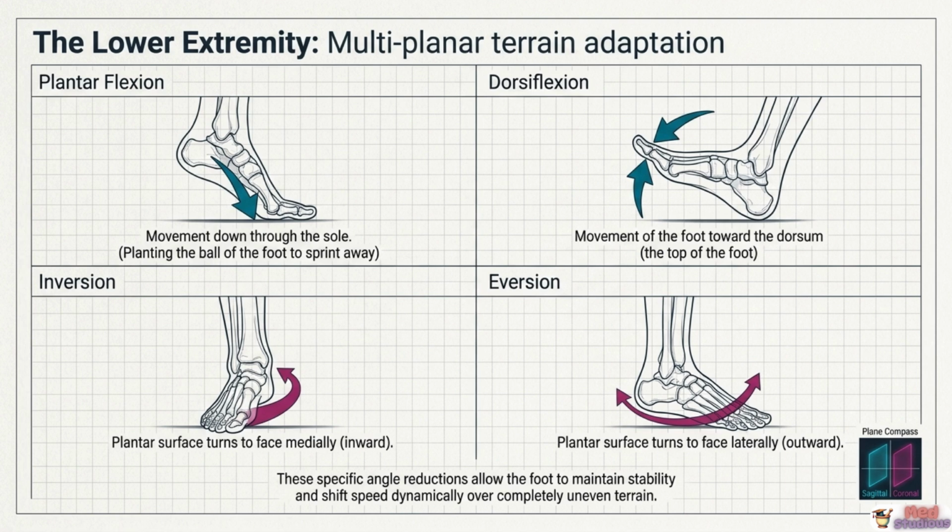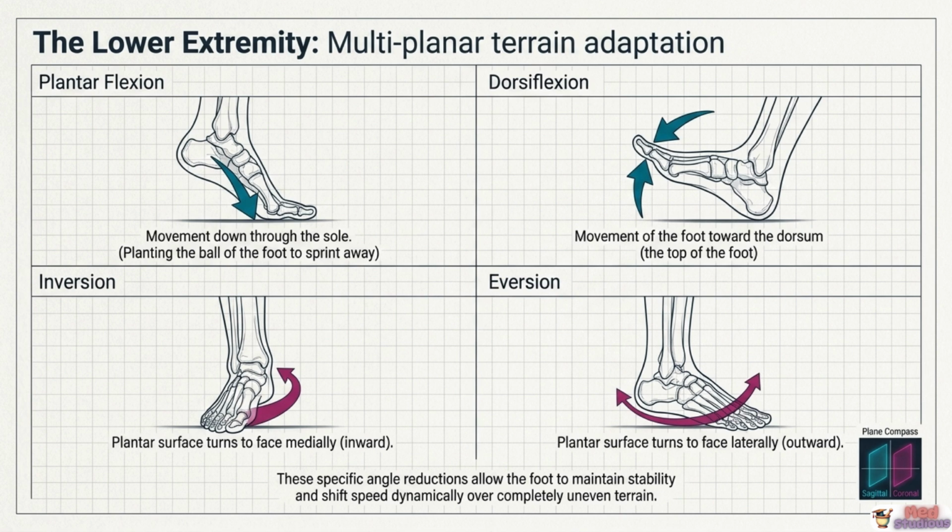The ankle and foot have a completely different mechanical priority from the hand. Where the hand is built for precision, the foot is built for power, stability, and terrain adaptation. There are 4 key movements here. Plantar flexion points the foot downward through the sole. This is the explosive push-off motion used when sprinting or jumping. Dorsiflexion pulls the foot upward toward the dorsum, the top of the foot, essential for walking and absorbing landing impact.